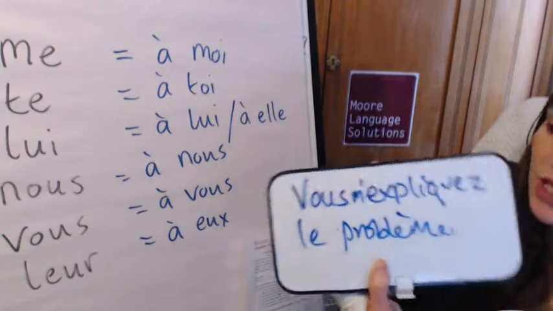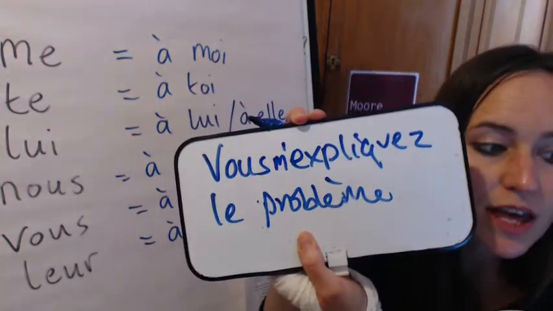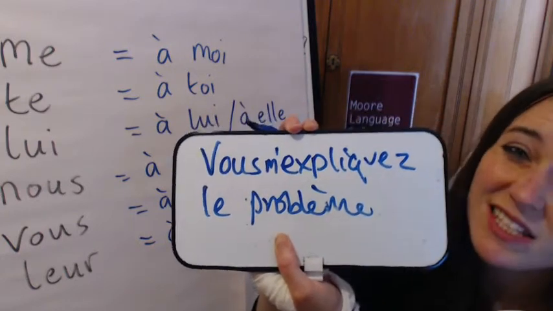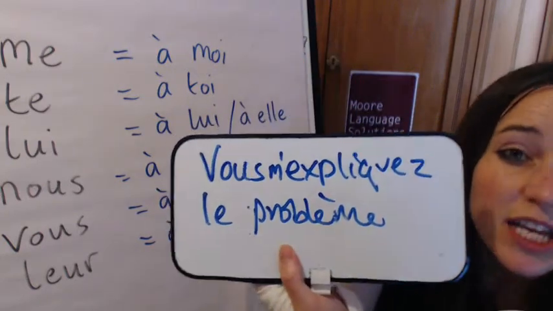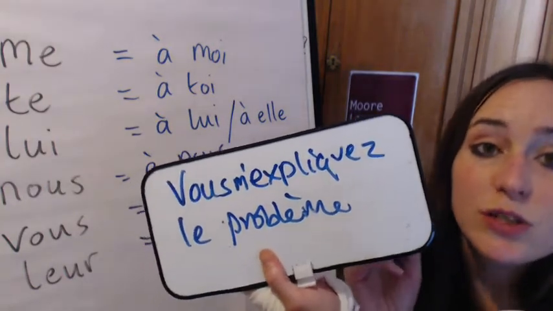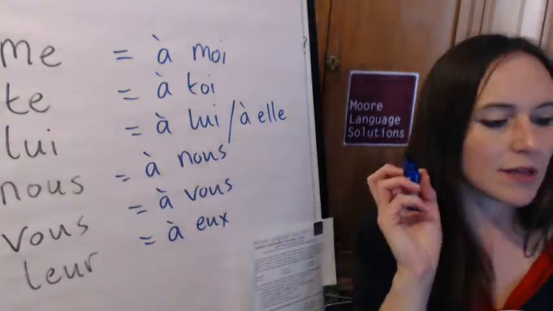You have to remember where they go, but they might be in front of a vowel, right? So if they're in front of a verb that begins with a vowel, then it's going to be m apostrophe in the me form and t apostrophe in the te form. So I'll show you what I mean.